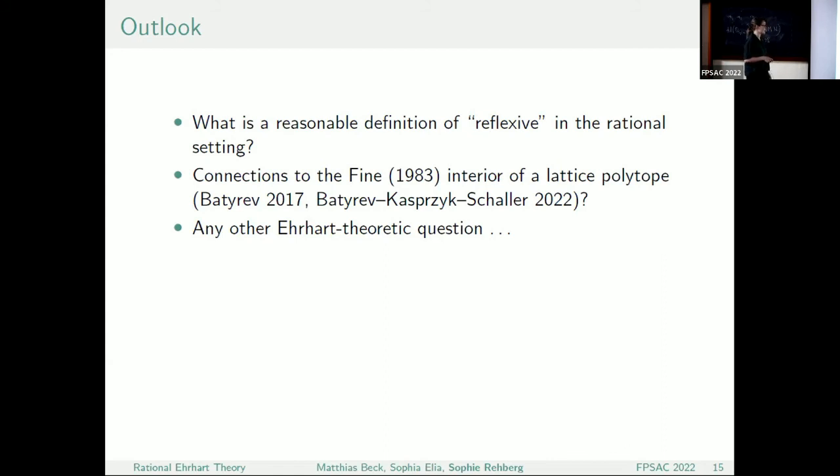There might also be connections to the fine interior of lattice polytopes. This is also a way of generalizing the notion of reflexive. There's also a bunch of generalizations of reflexive polytopes already. And really, we can ask any other Ehrhart theoretic questions about unimodality of rational h star polynomials, log concavity. We've heard these things. All right, thank you for your attention, and I'm happy to answer more questions.